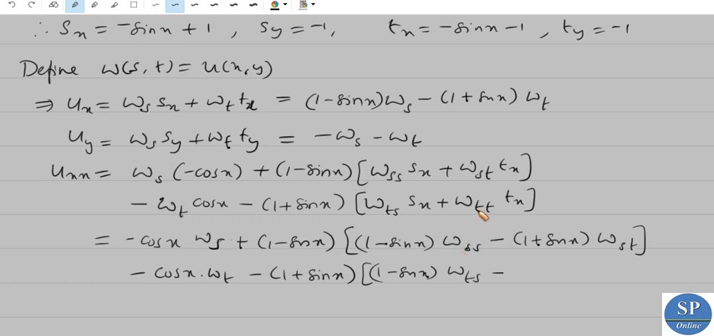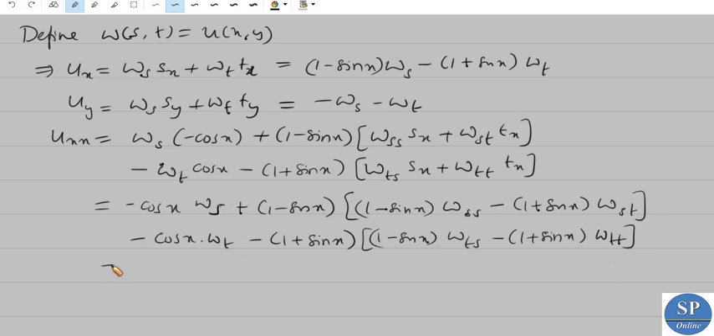wts, tx into wt, so this is minus 1 plus sin x into wtt, which is equal to, you can take 1 minus sin x into wss, so wss into 1 minus sin x whole square, so we can write 1 minus sin x whole square into wss, minus into this, so plus from this we get 1 plus sin x whole square into wtt.